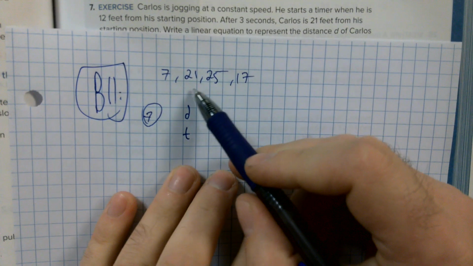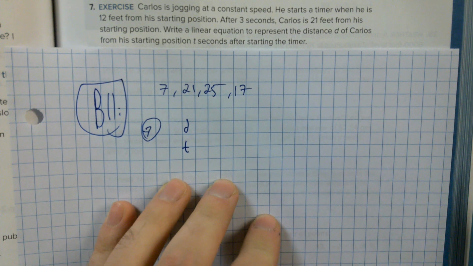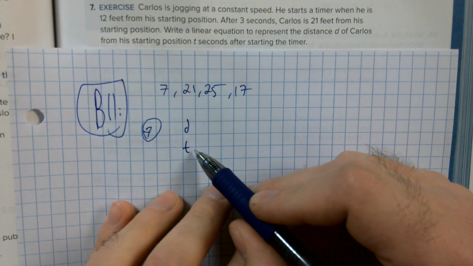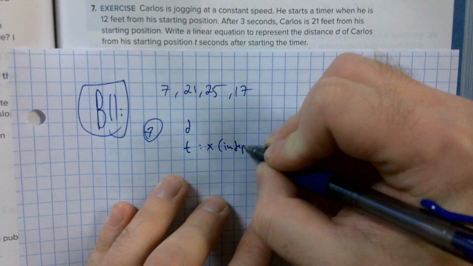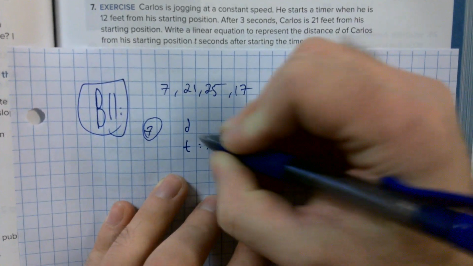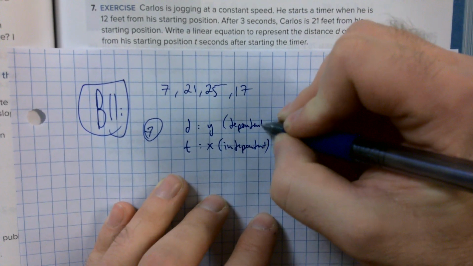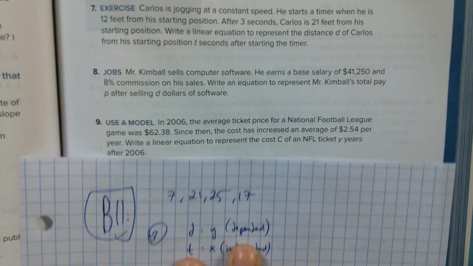But you can't find this without knowing the time. So time is independent. That's right. So the distance traveled depends on the time. So time is going to be my x, or my independent variable. Distance is going to be my y, my dependent variable, or my output. Right? So what does it say?